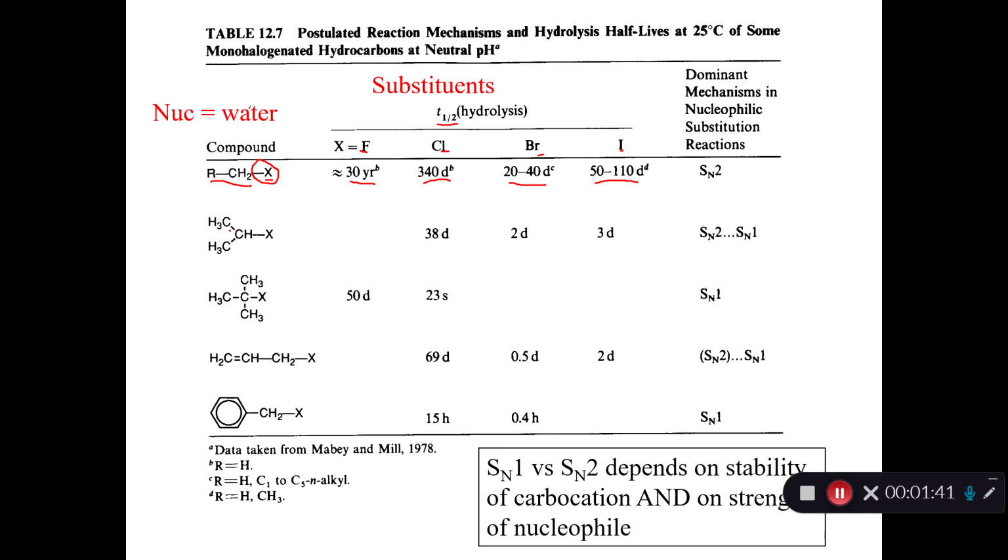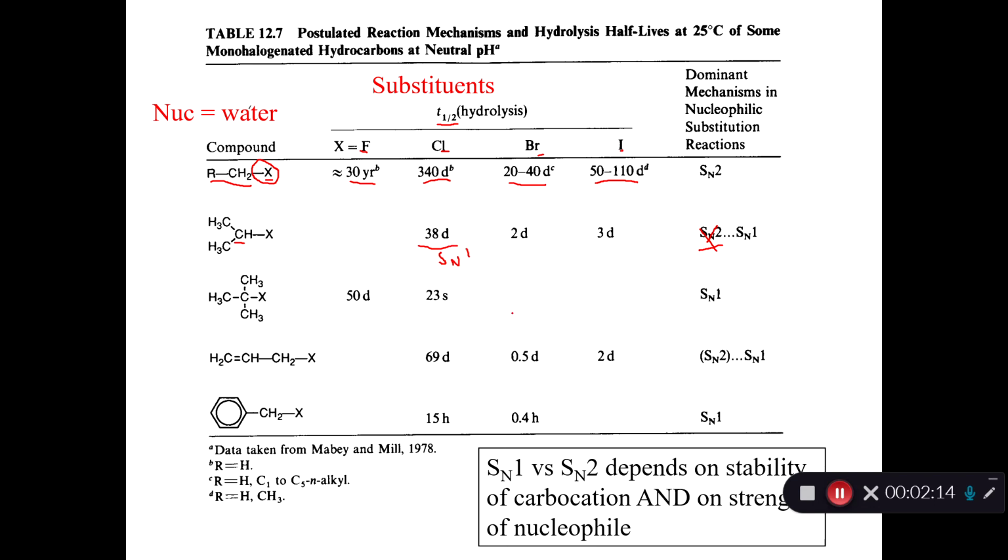Okay, so now if we have a secondary halide, for chlorine, it's now much faster. It's almost an order of magnitude faster. Instead of 340 days, it's now only 38 days. Why? Probably because you're forming a carbocation. If you were going by an SN2 mechanism, you would expect things to slow down because the secondary carbon is more sterically hindered than the primary carbon was. So you would think this would go slower if it was an SN2 reaction.